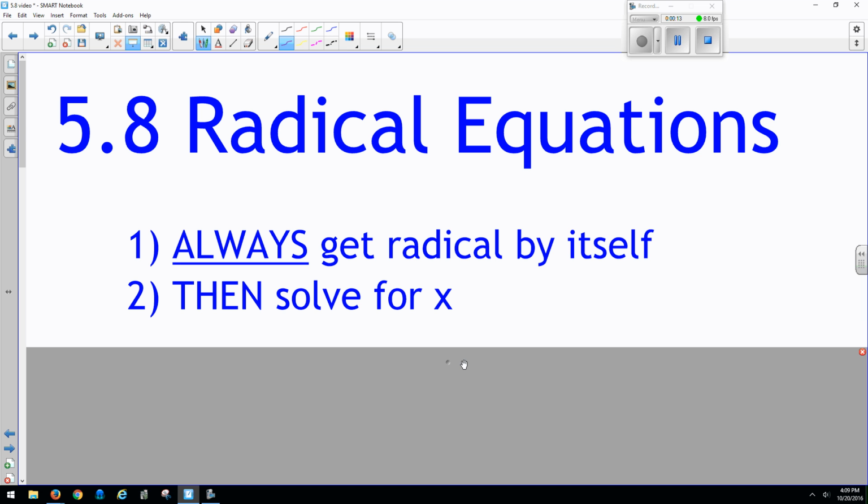First step, always get the radical by itself. Second step, solve for x. Third step, not a bad idea to check it because sometimes it will not check out.